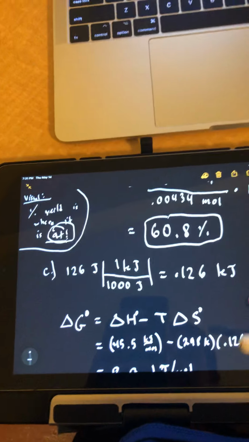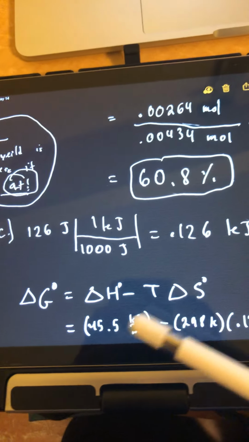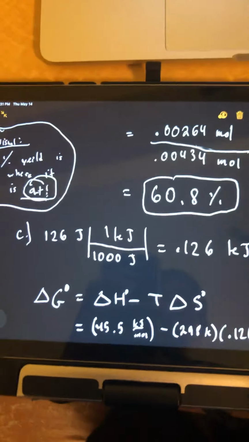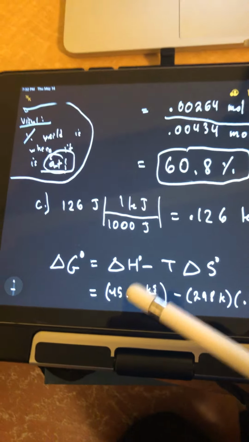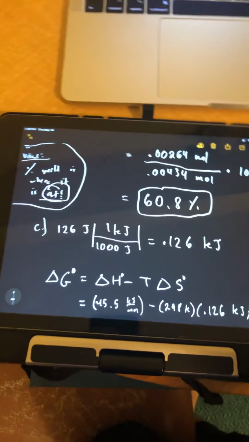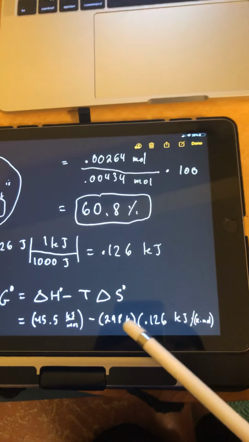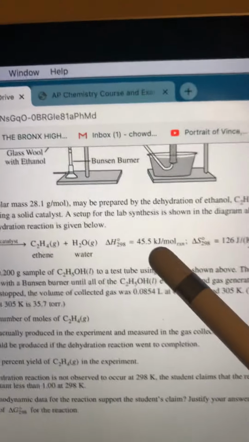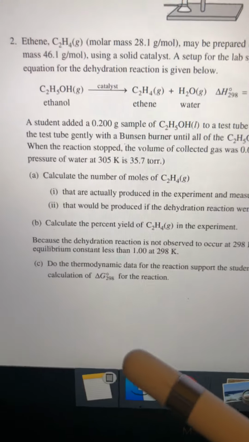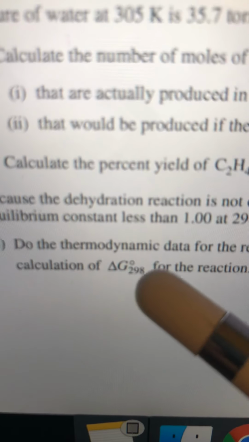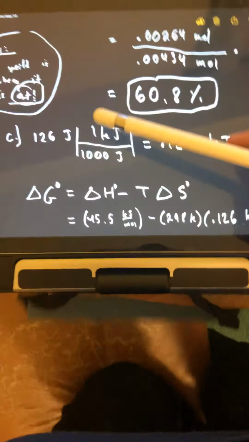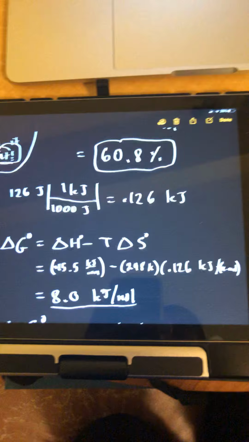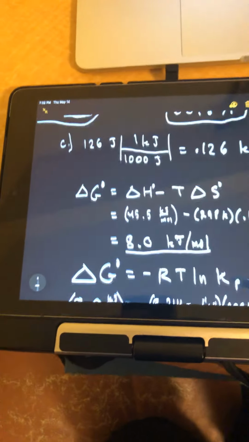Okay, and then we use the equation delta G is equal to delta H minus T delta S to find what delta G is. Okay, so I used all the thermodynamic data that the problem gave us, which is delta H, 298 Kelvin, and 0.126 kilojoules, all found right over here. They just gave us that right there, and they told us they want delta G at 298 right there. Okay, and so after I did that plug and chug, I just got delta G is 8 kilojoules per mole.